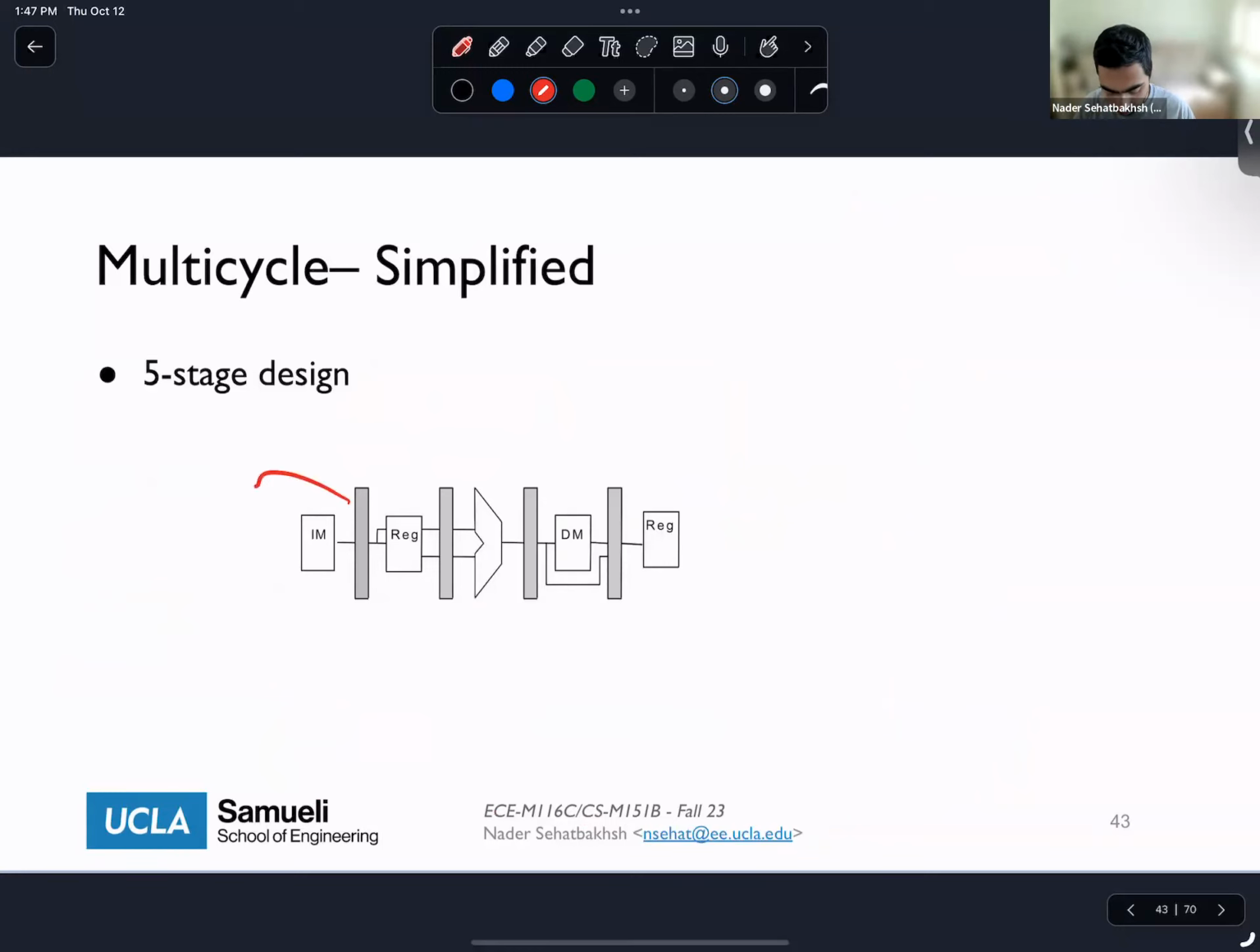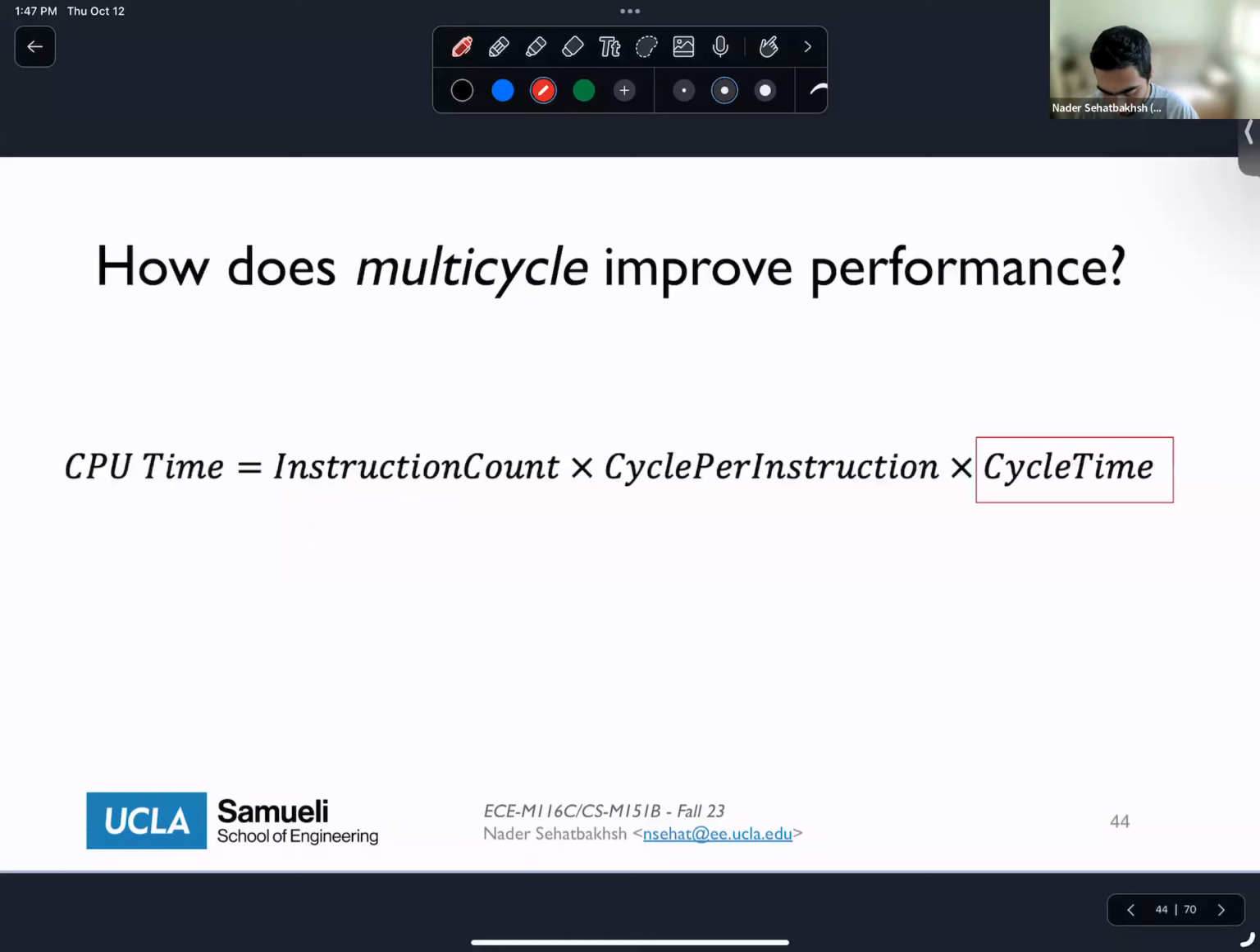Okay. So this is the simplified version of what I'm showing. I put my instruction memory here, I put my register file here, I put my ALU here, my data memory here, and my register file right back here. So let's see what is happening here, because there are lots of questions on what happens to cycle time and what happens to the CPI. So let's talk about these.